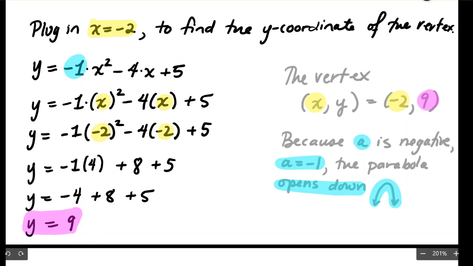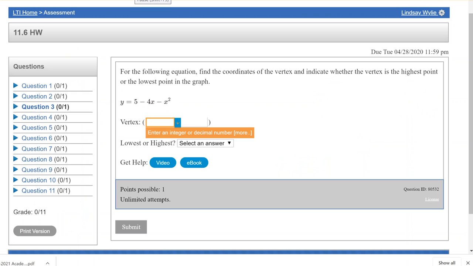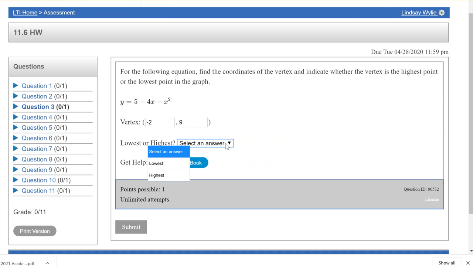So what would this vertex be? It would be a highest point. In fact, we could have answered that part right away by just looking at what A is. Is it positive or is it negative? Let's enter this into the computer and then we will be done. My x coordinate is minus 2. My y coordinate is 9. Remember, we always do these x comma y's. And then we have a drop down here to say whether this is the highest or the lowest. We think it's the highest.